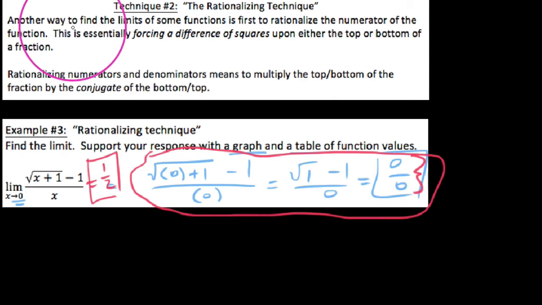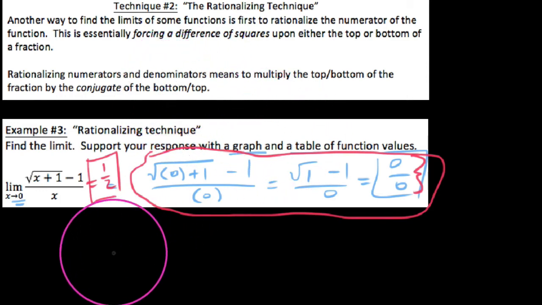So I mentioned up here, I say another way to find limits of some functions is to rationalize the numerator of the function or the denominator. But I say this is essentially forcing a difference of squares upon either the top or the bottom of the fraction. What I mean by this essentially is this. We say that rationalizing numerators or denominators means to multiply the top or the bottom of the fraction by the conjugate of the bottom or top. You notice I switched the order around here, top, bottom, top. Basically, we're going to take both parts of this fraction times the conjugate of one of them.